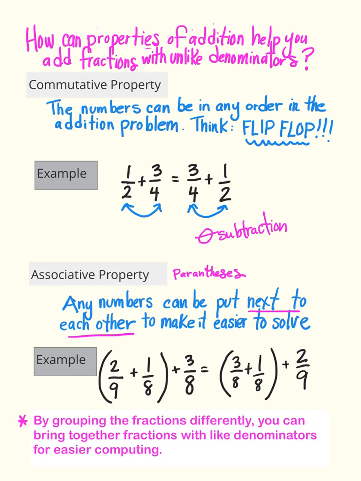So for example, here we have 2/9 plus 1/8 plus 3/8 is equal to 3/8 plus 1/8 plus 2/9. Here I put the eighths together. Instead of putting them here, I'm going to add these together first because that's going to make it easier to solve. So the answer to this question, how can properties of addition help you add fractions with unlike denominators, is answered here. By grouping fractions differently, you can bring together fractions with like denominators for easier computing, so to make it easier on you.